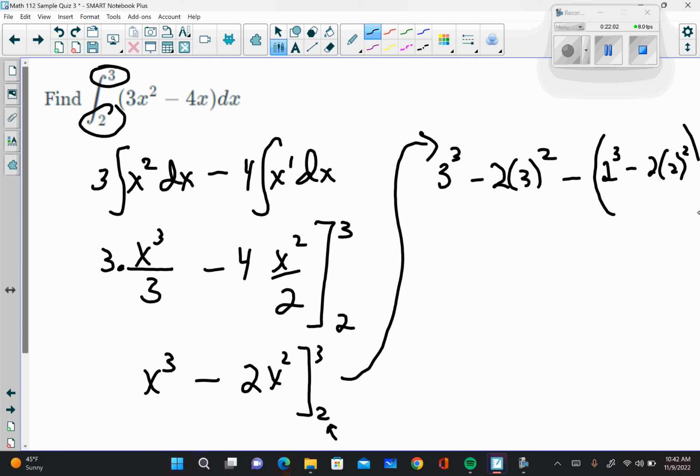And now it's just arithmetic. 3 to the third is 27. 3 squared is 9 times 2, that's 18. 2 to the third is 8. 2 squared is 4. 4 times 2 is 8. Well, 8 minus 8 is 0. 27 minus 18 is 9. So it's 9 minus 0, which is 9.